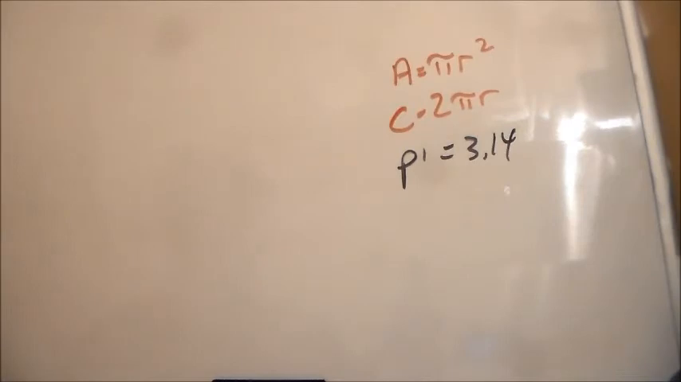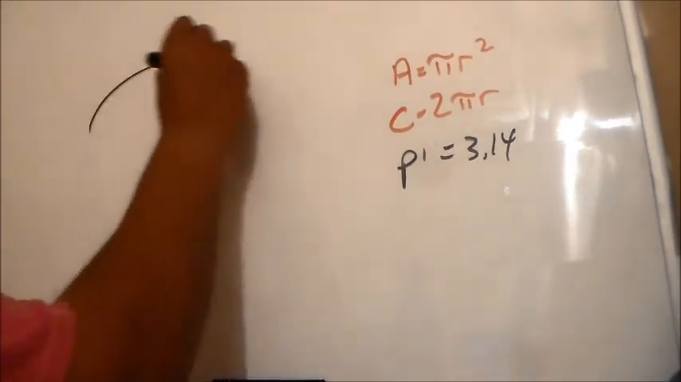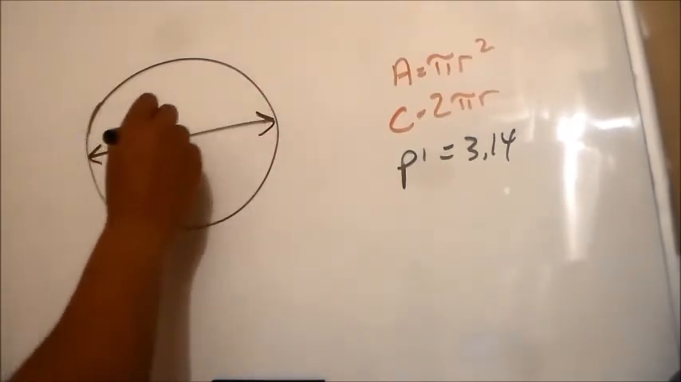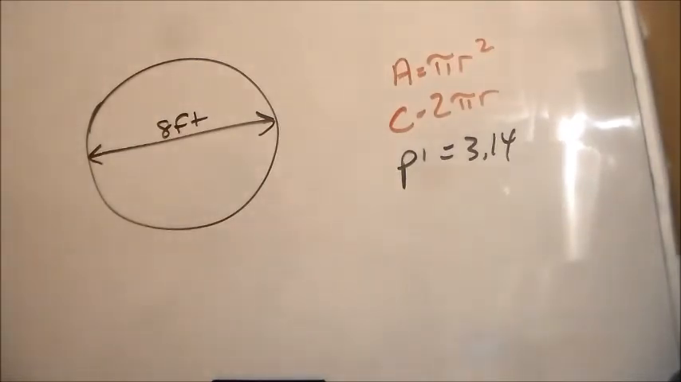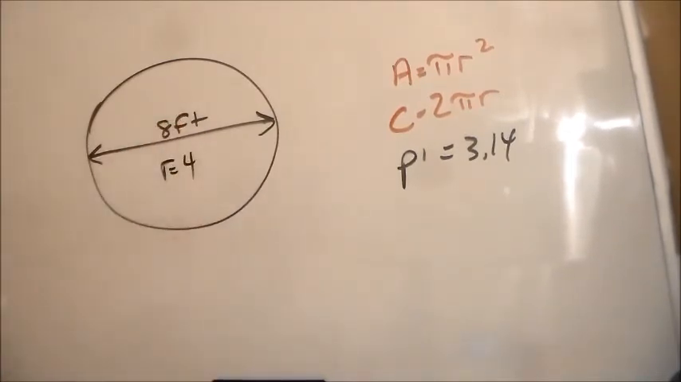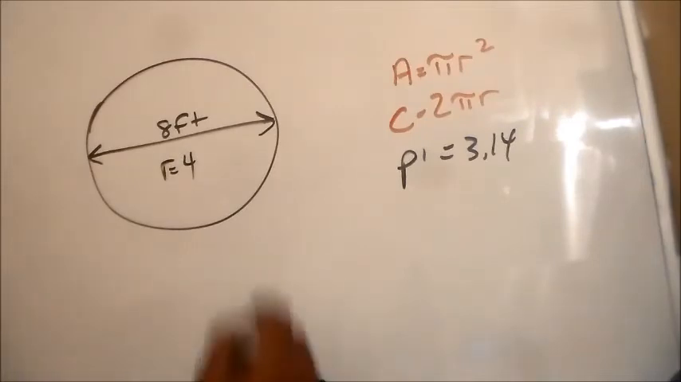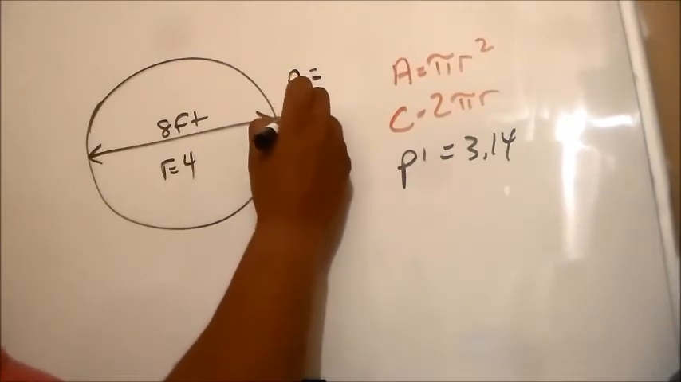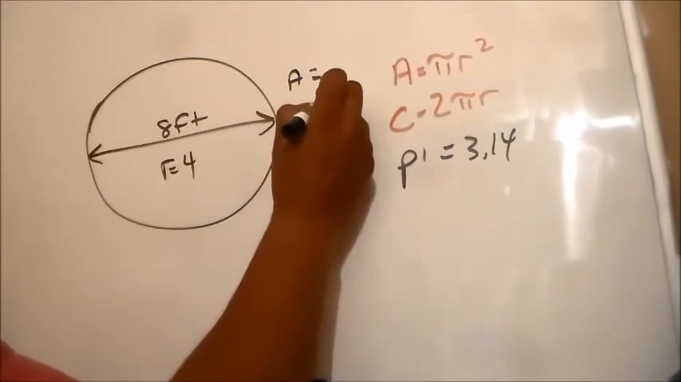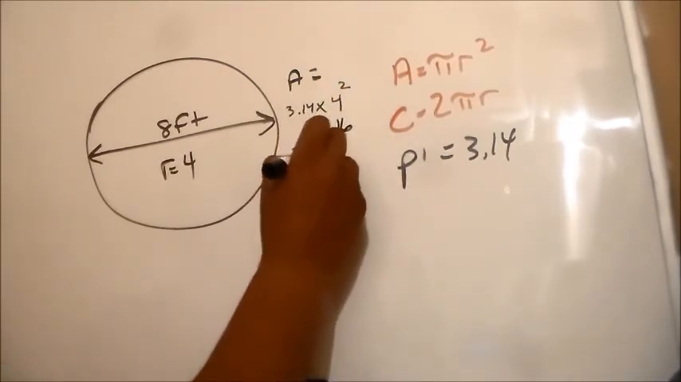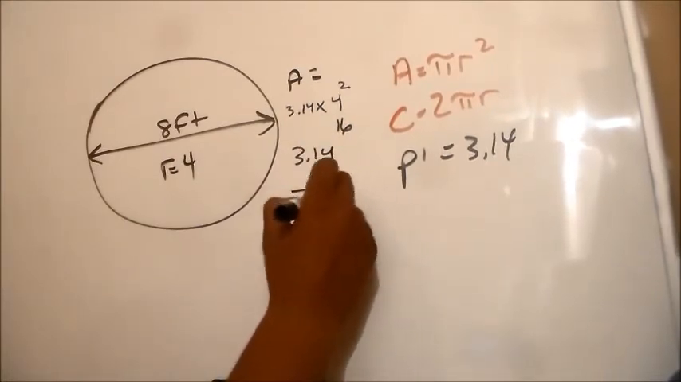So, here's our circle, and they give us 8 feet. If the line goes all the way across, it is the diameter. So automatically the radius is equal to 4. Alright, so we want to find the area. Area equals 3.14 times 4 squared, which is 16. 3.14 times 16.